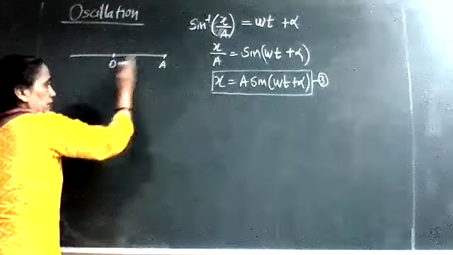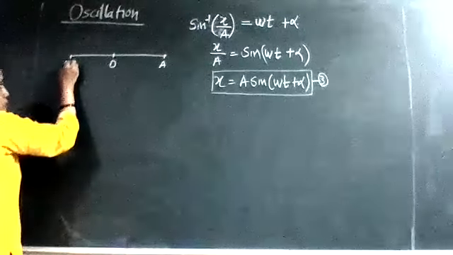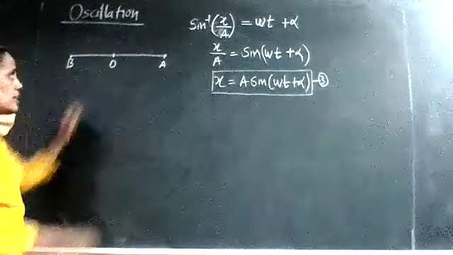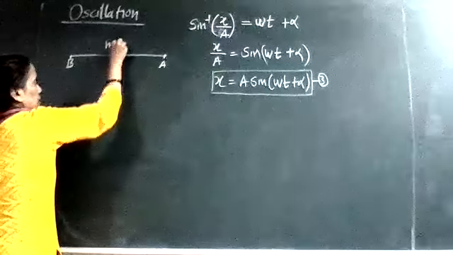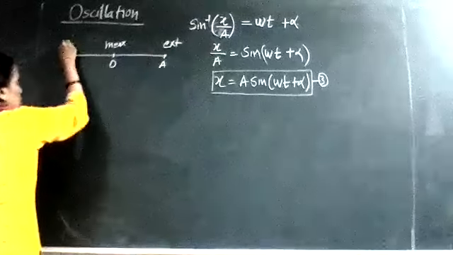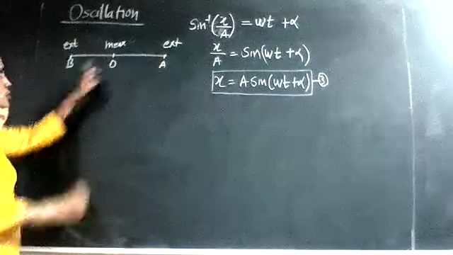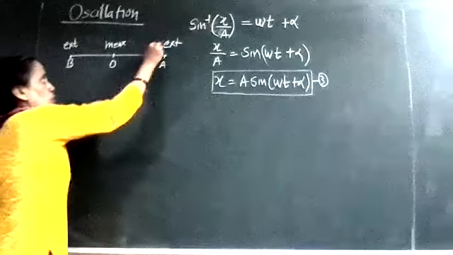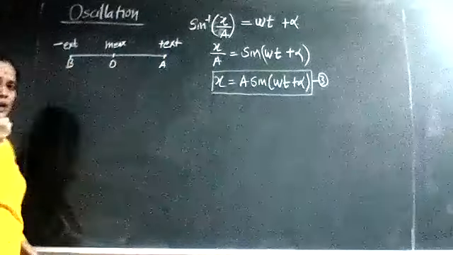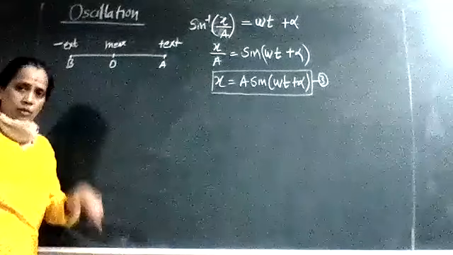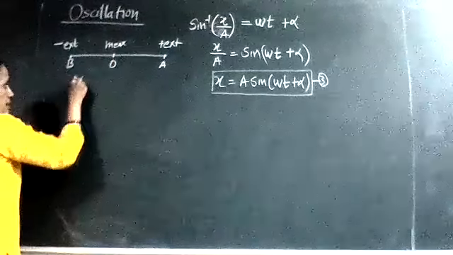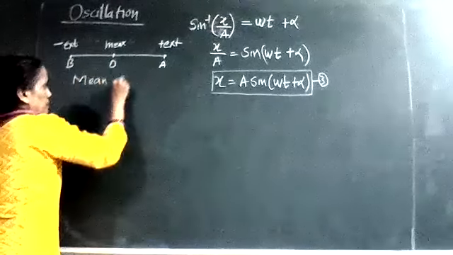So it will be moving in the forward direction and in the backward direction. This O position is nothing but the mean position of the particle, and A and B are nothing but the extreme positions of the particle. For A, I can say positive extremity, and for B, negative extremity. Now, when my particle is at the mean position, I will write it here, mean position.